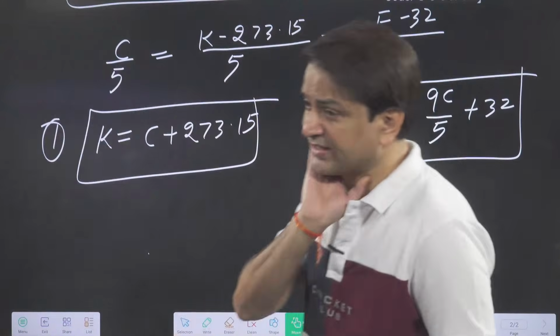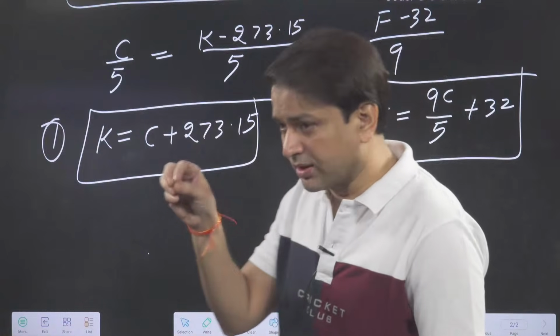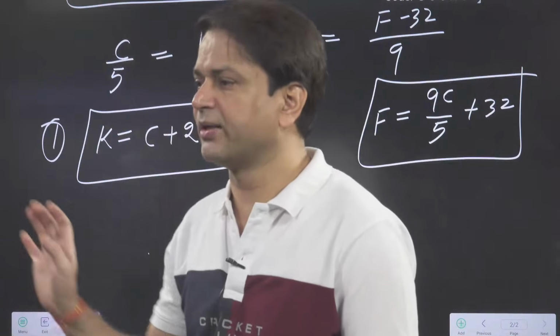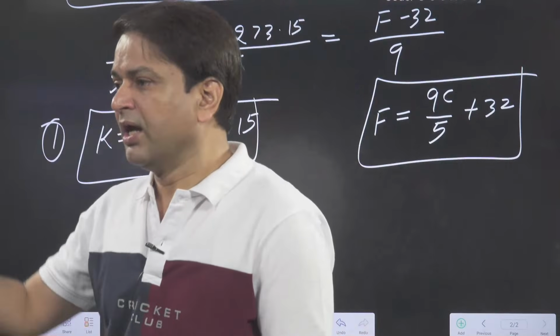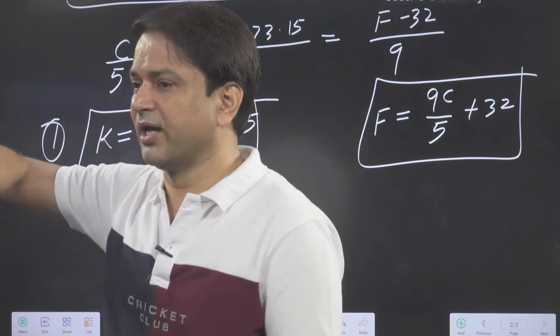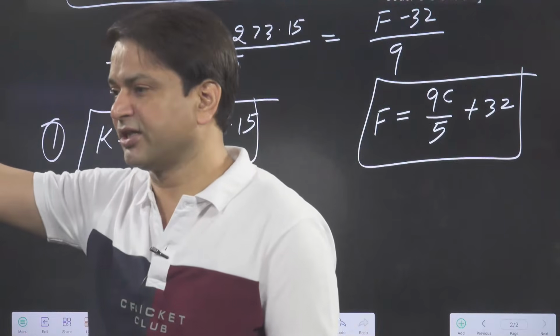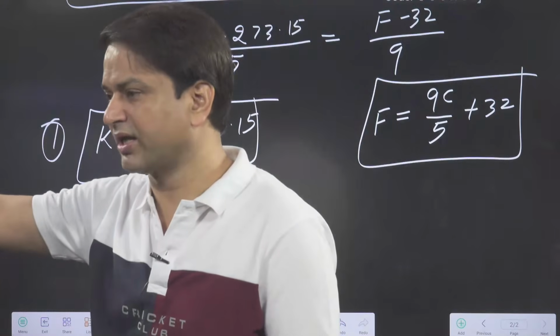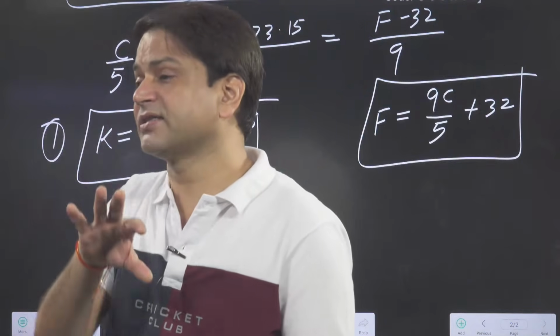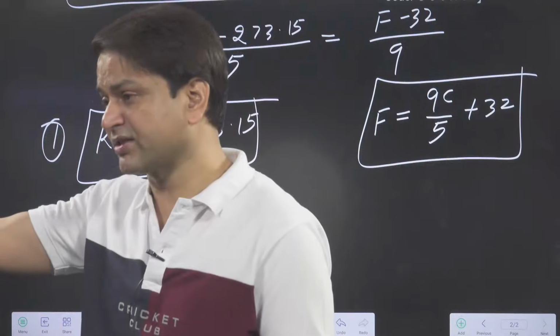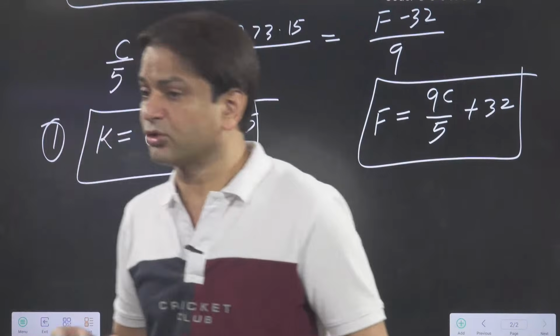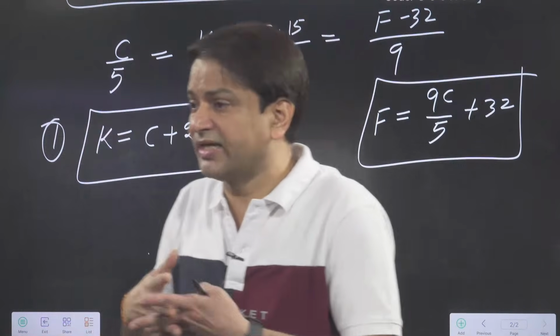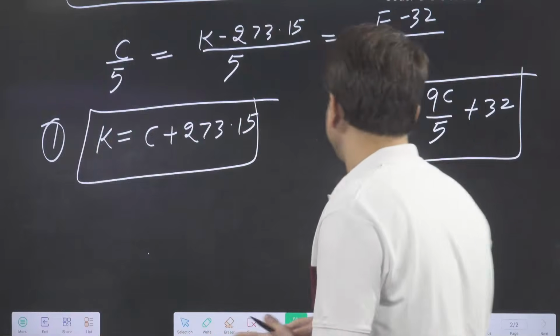So what I said: suppose I put a Celsius thermometer in any body and the body is heating. The Celsius thermometer is showing a rise of 20 degrees C. So in the Fahrenheit scale, what will be the rise? In the Kelvin scale, what will be the rise? If I need the delta relation, the change in temperature relation, what can I do?